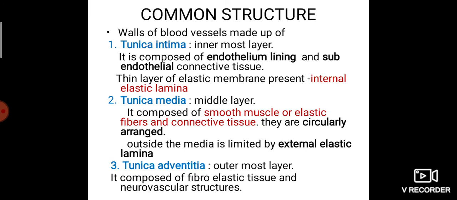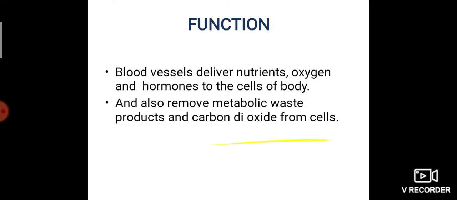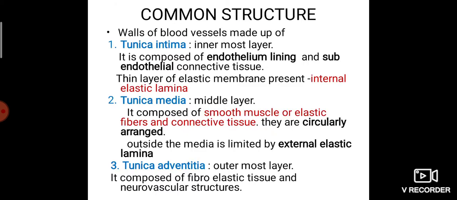Here you can see the wall of the blood vessel is made up of tunica intima, the innermost layer, which is composed of endothelium lining and subendothelial connective tissue. A thin layer elastic membrane is present, called the internal elastic lamina. The next layer is the tunica media, the middle layer, which is composed of smooth muscle or elastic fibers and connective tissue. They are circularly arranged. Outside the media is the external elastic lamina.